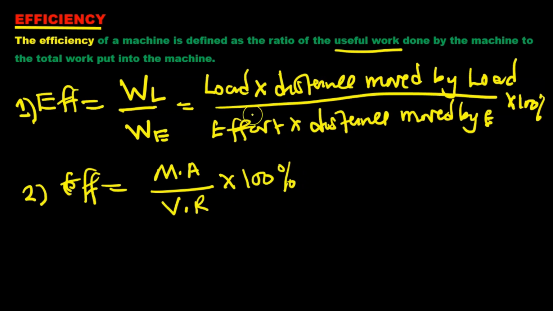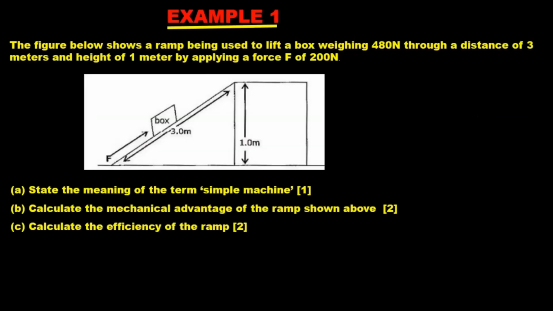Okay, so having looked at the formulas or the terms, 3 of the terms that we are going to come across as we go on in the study of simple machines, let us now look at an example. Let us look at an example where we can apply all the terms and solve for mechanical advantage, velocity ratio, as well as efficiency.